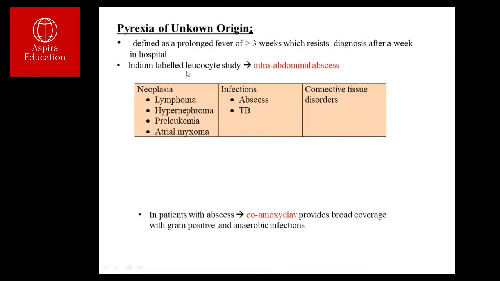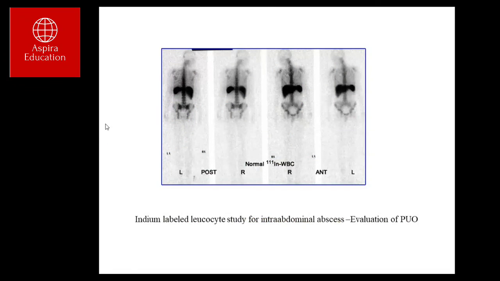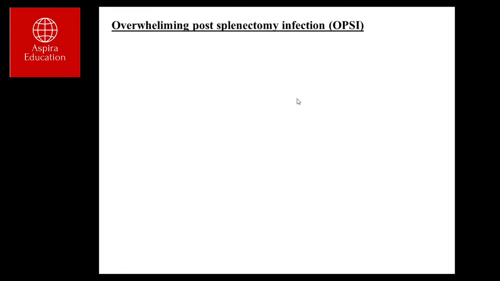So what we do is what's called an indium labeled leukocyte study. Basically, we label a WBC with indium, which is a radioactive material. This is a normal indium labeled study, where you can actually see the liver and the spleen because there are a lot of WBCs there, which are pooled as a part of the reticuloendothelial system. Otherwise, for example, if there is an abscess in the left iliac fossa, you'll be able to pick it up in this indium labeled leukocyte study. So remember, it's a study done for intra-abdominal abscess in a patient where we are evaluating for pyrexia of unknown origin.